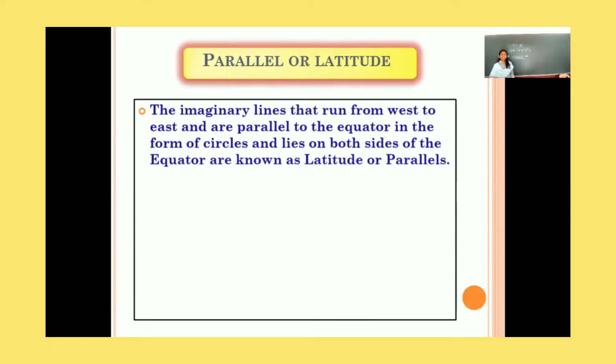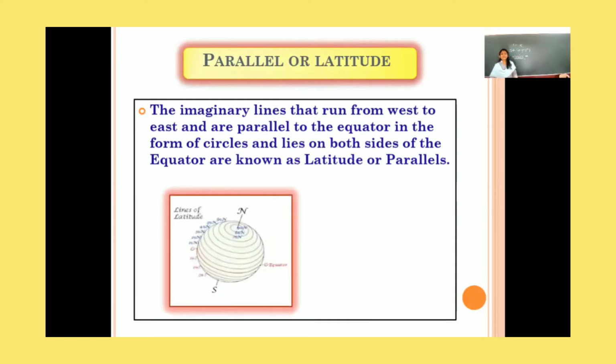The imaginary lines which run from west to east, and are parallel to the equator in the form of circles and lines on both sides of the equator, are known as the parallels. And one more name we use for describing the same parallels is latitudes.